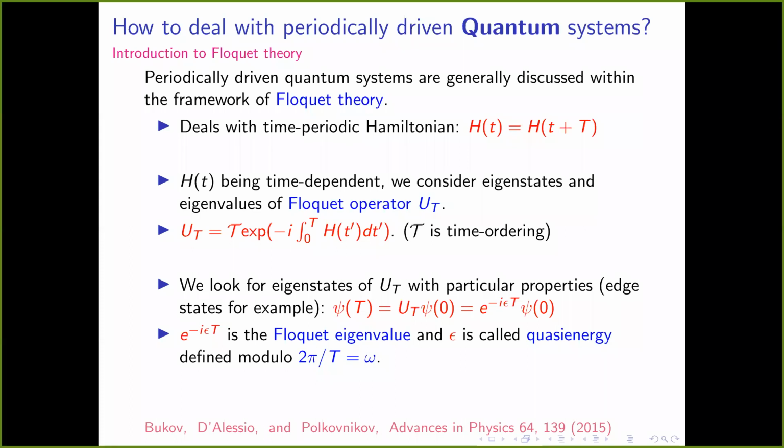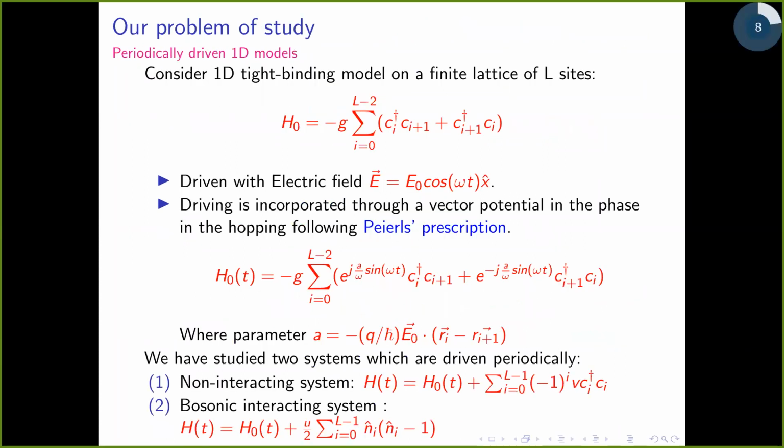I can compare it with space-periodic systems, which are discussed in Bloch theory. There you have crystal momentum, which is defined only over the Brillouin zone. Here the Brillouin zone is over energy, and that's like omega. Okay, so let me come to our problem of study. First we consider a model whose Hamiltonian is given like this. This is called the 1D tight binding model on a finite size lattice of L sites.